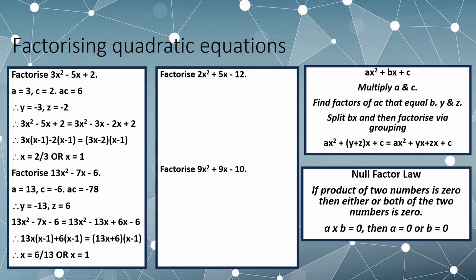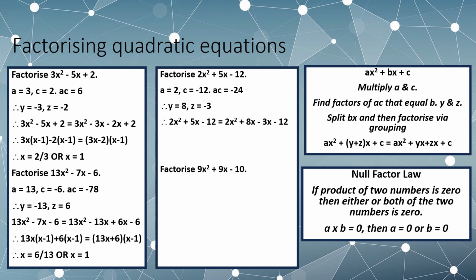Okay, another example now. 2x squared plus 5x subtract 12. So we have a is equal to 2, c is equal to negative 12. So our AC, or a multiplied by c, is equal to negative 24. We then have y is equal to 8 and z is equal to negative 3, as 8 subtract 3 gives us our positive 5, which is our b value. Placing that back into the equation, we end up with 2x squared plus 8x, subtract 3x, subtract 12.